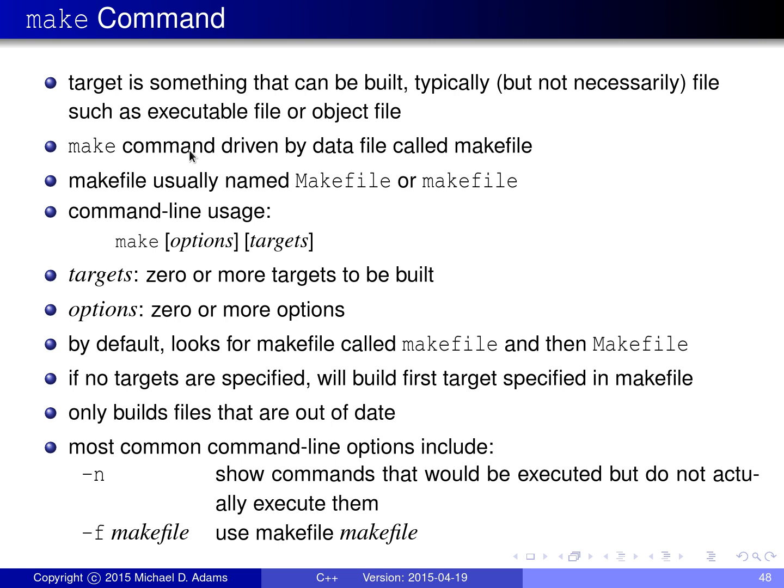A Makefile is usually named as either Makefile with a capital M or makefile with all lowercase letters, and the syntax of the command line for the Make command is make followed by 0 or more options, which can override some of the default behaviors of the Make command, followed by 0 or more targets to be built.